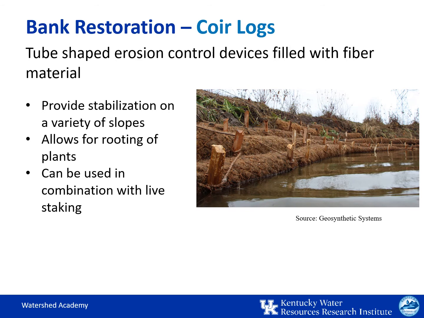Coir logs or fiber rolls also help to slow, filter, and spread out overland flows. And so this helps prevent erosion and minimizes the rill and gully development. They can also help to reduce the sediment loads to receiving waters by filtering out that runoff and capturing the sediment.